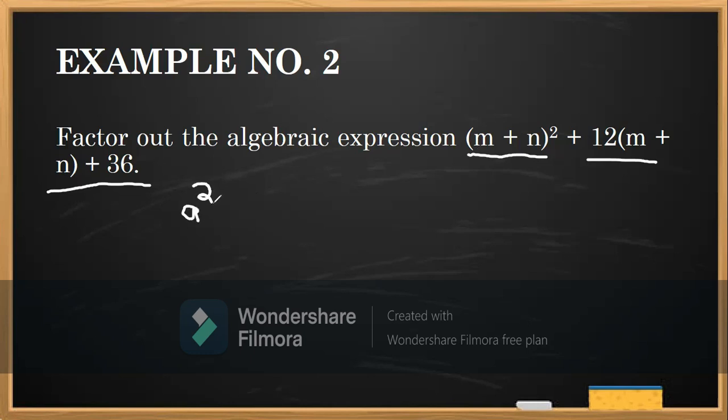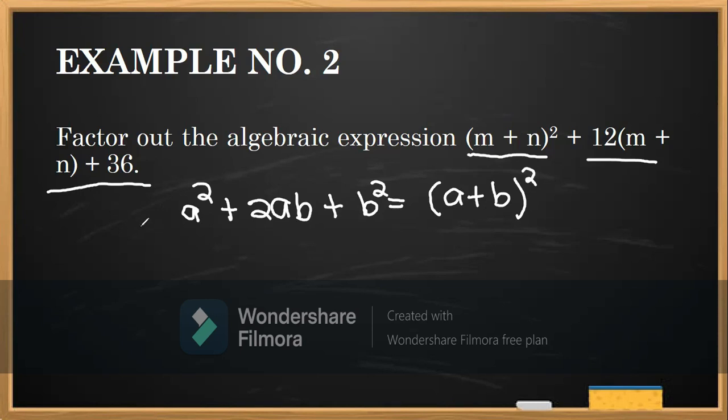we all know that a squared plus 2ab plus b squared is equal to (a plus b) squared. So we let a be m plus n.